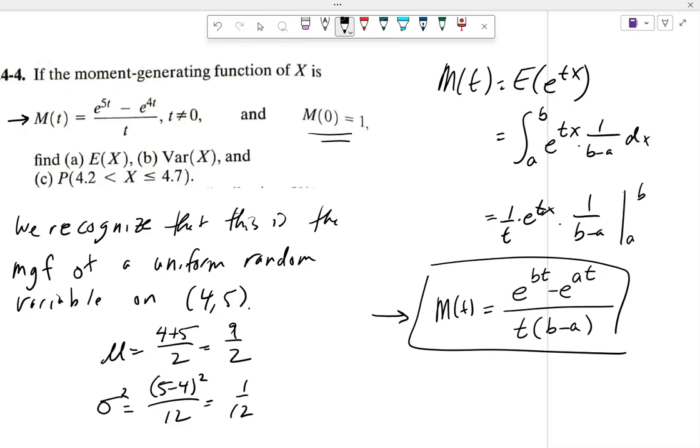So again, we didn't need to go through, even though we're given the moment generating function, and you could go through and do your first derivative and your second derivative stuff to get to the expected value and the variance, it's much easier to recognize what this is a moment generating function for, right? It's much easier to recognize that and then use our formulas instead. That okay?